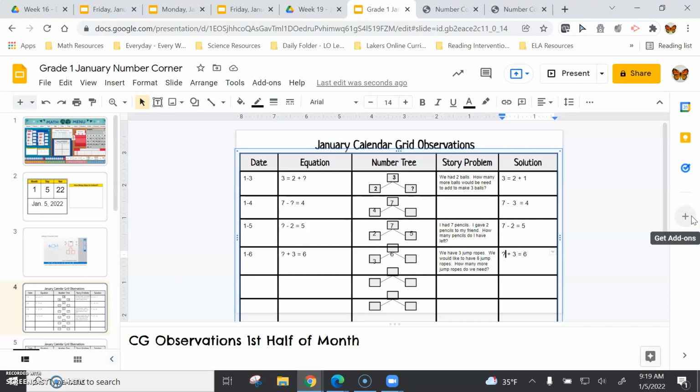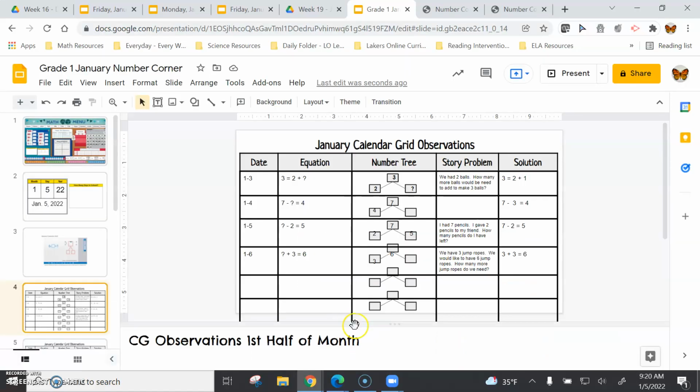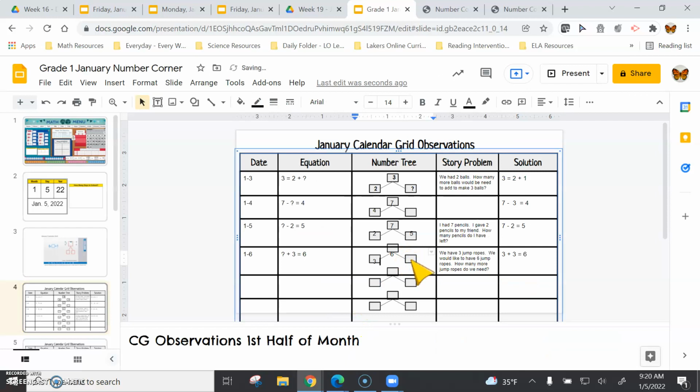You have 3, and you're trying to get to the number 6. How many more jumps would you need to make? Did you say 3? Fantastic. You are absolutely correct. 3 plus 3 would equal that big number 6. Good job. We'll add the 3 here to our number tree, so our number trees are always complete. And as we see, the 2 numbers on the bottom do equal that big number on the top. 3 plus 3 does equal 6. Good job.